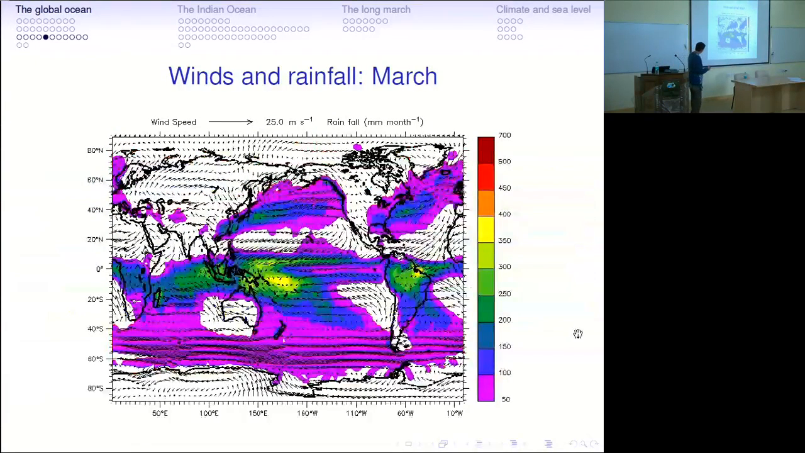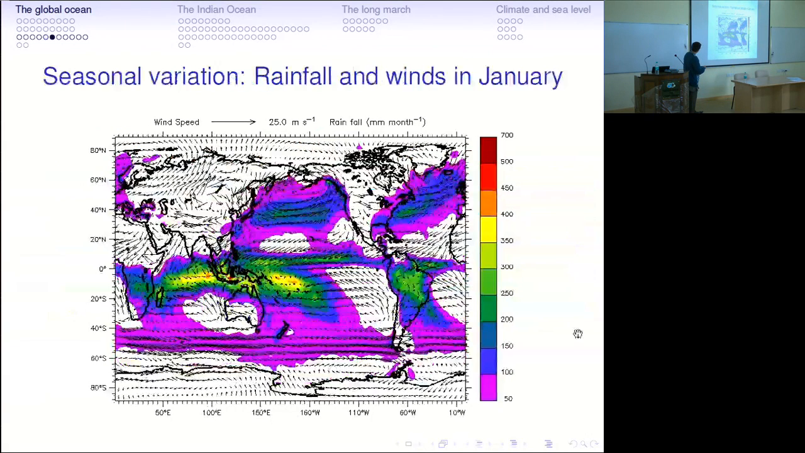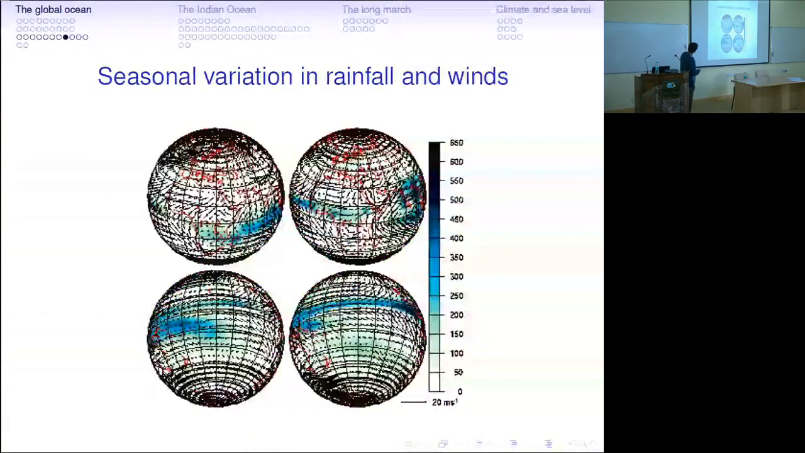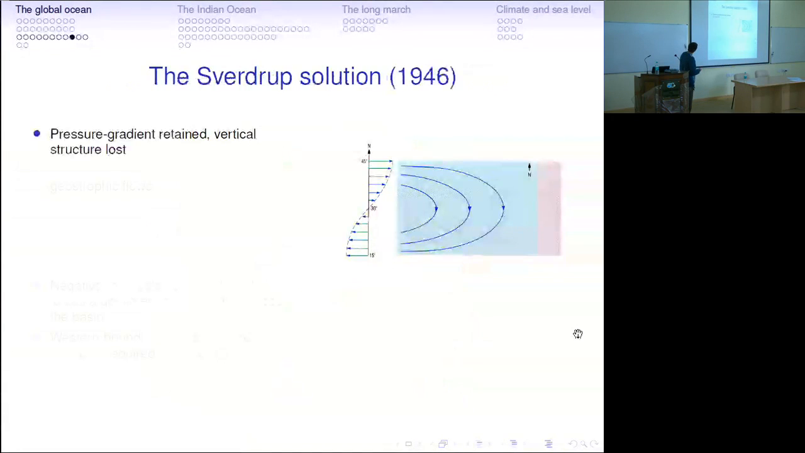So these are winds and rainfall in March, which is the equinox. You have the high rainfall band sitting near the equator. It moves in time. You have movement towards the south following the sun in January, and in July it moves towards the north. These are two diametrically different views of the globe in two different months, but basically showing the same thing.